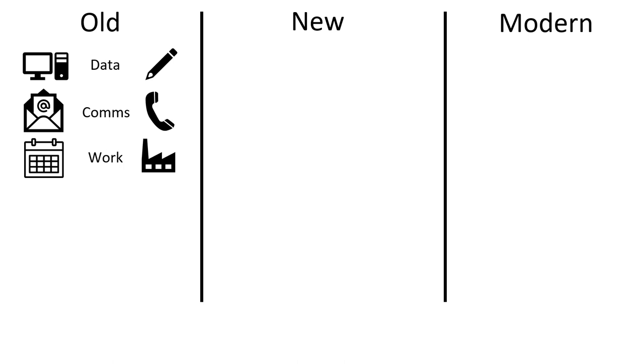They write things down, and when they communicate, they try and do it on the phone, but typically end up leaving voicemail. And work is a place that people go to. They go and sit at a desk, they use a traditional desktop.